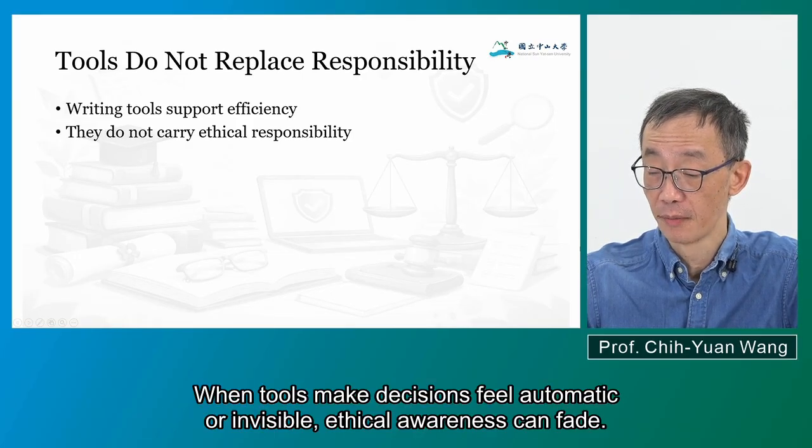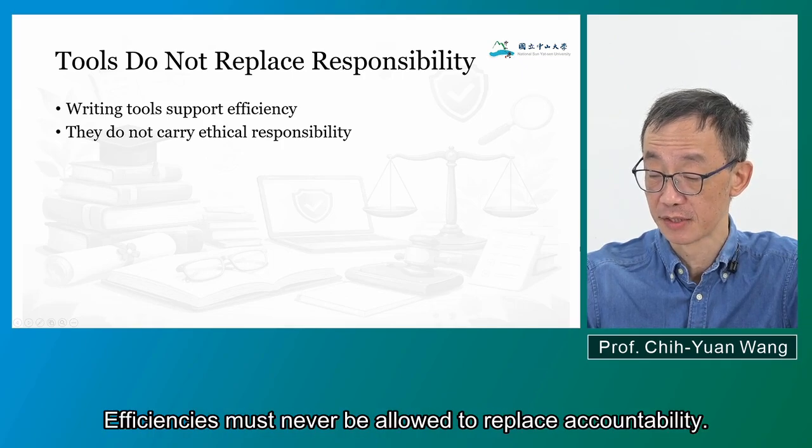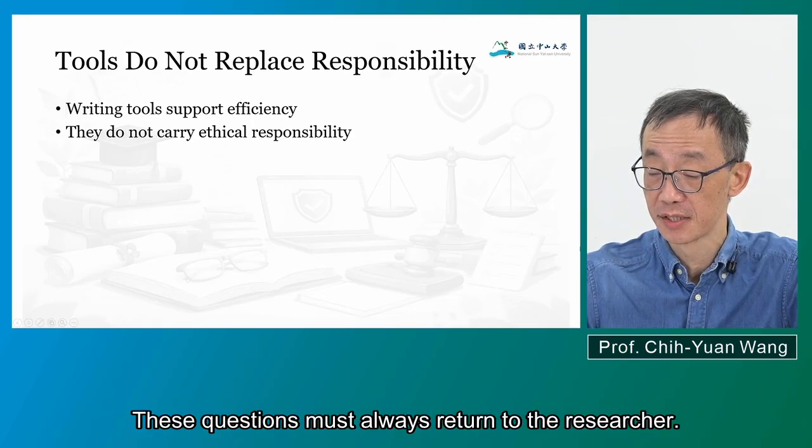When tools make decisions feel automatic or invisible, ethical awareness can fade. This is precisely why this red line matters. Efficiencies must never be allowed to replace accountability. Tools must assist, but they cannot answer ethical questions. These questions must always return to the researcher.